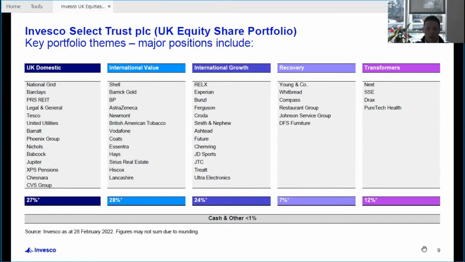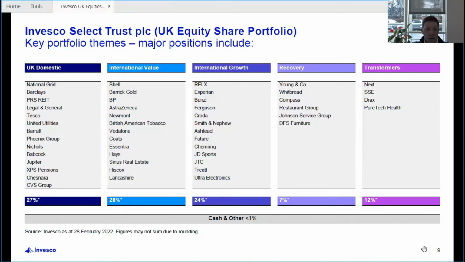And now on the right hand side, we've got what we call transformers, which is about 12% today. And when we say a transformer, we're talking about something that is considered by the market to be one thing, but there's a good deal of change which perhaps hasn't been fully recognised yet, that we think will become clear over time, and it will be seen that the company has transformed itself from one thing to another, and that transformation will in theory command a higher rating.